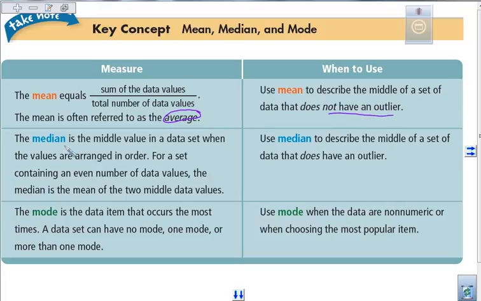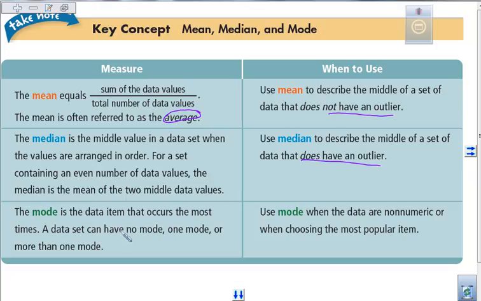The median is a value in the middle, and that's what we use with our box and whiskers. For a set of data containing an even number of values, the median is the middle of the two middle data values, so then you have to calculate the average. We use the median to describe the middle of a set of data that does have an outlier.